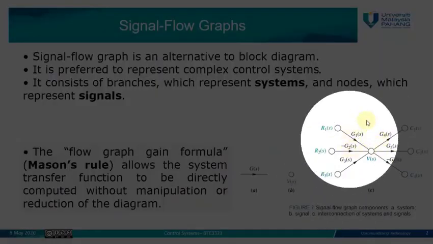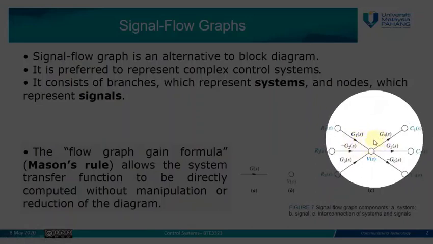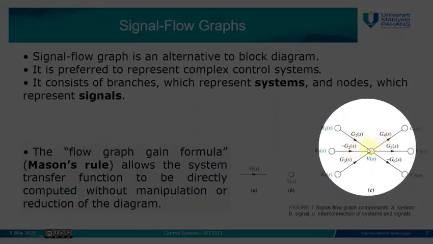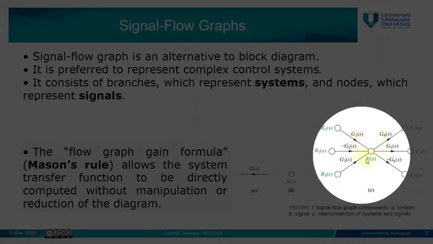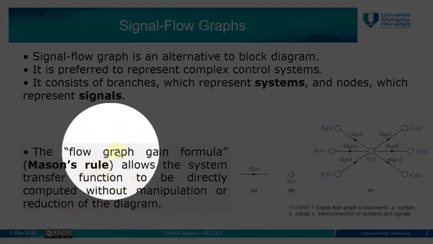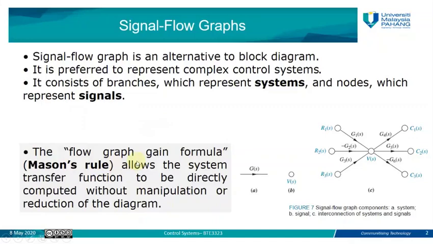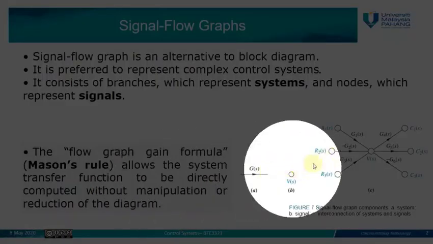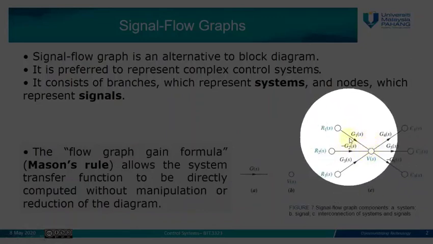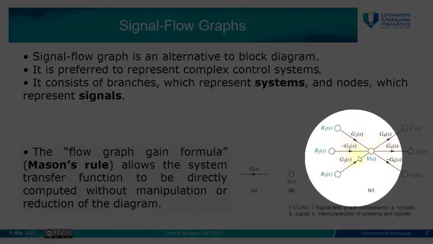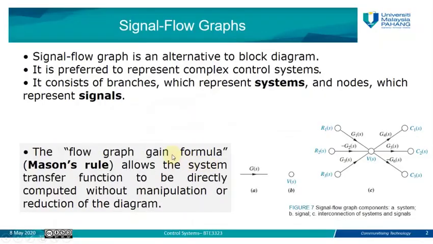In order to simplify such a signal flow graph into a single transfer function, like we did before with the block diagram, we are not going to use any reduction techniques here, but we are going to use the flow graph gain formula, or we call it Mason's rule. Mason's rule is a method to find the single transfer function of a complicated signal flow graph. So this signal flow graph, which consists of 6 subsystems here, can be represented by a single transfer function, as we will see later on.